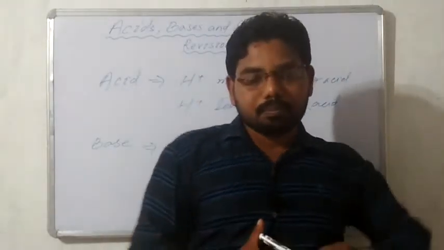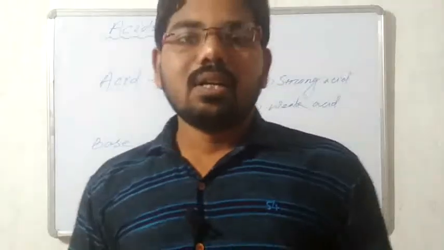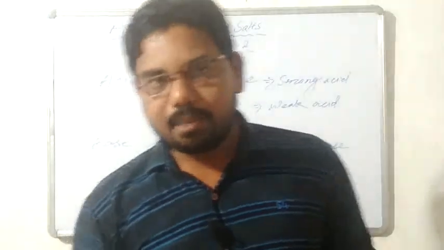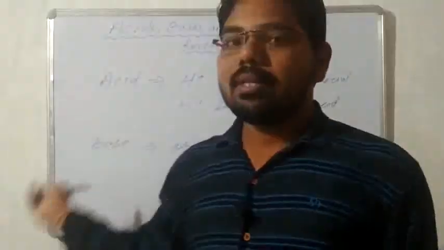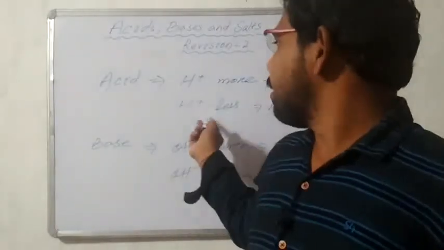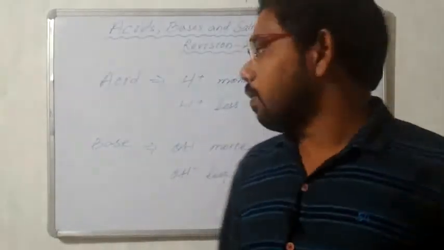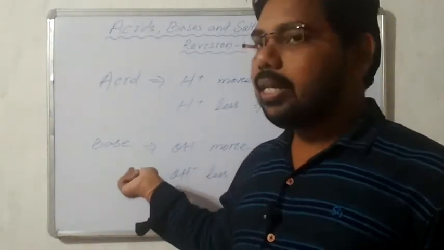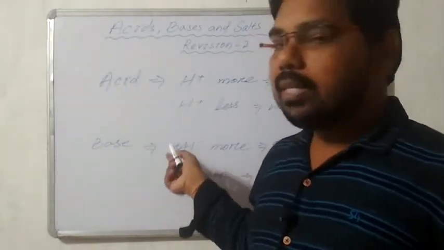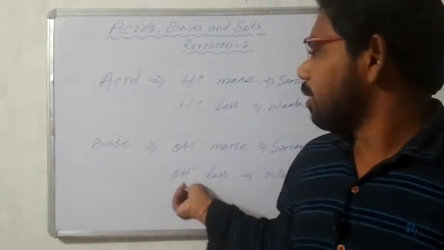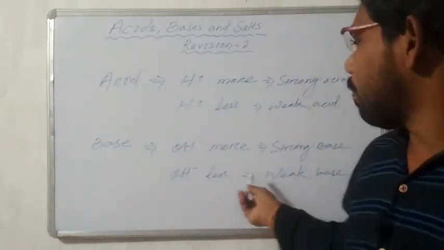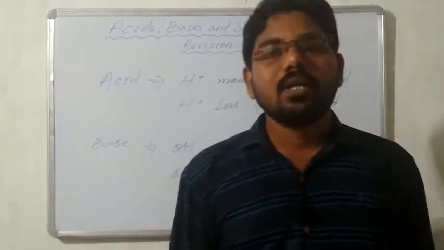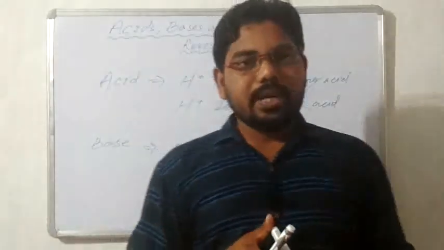Another pointer: strong acids are completely ionized and produce more H plus ions, and weak acids are partially ionized and produce less H plus ions. Similarly, in case of bases, those that completely dissociate and produce more OH minus ions are strong bases, and those that partially dissociate and produce less OH minus ions are weak bases. So today we completed acids and bases.